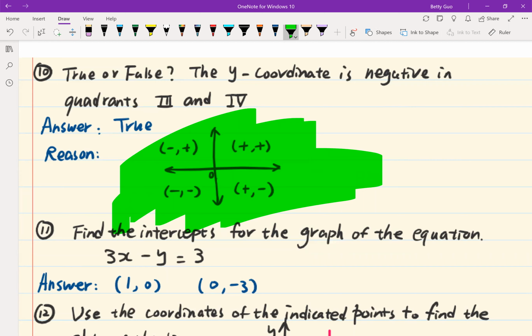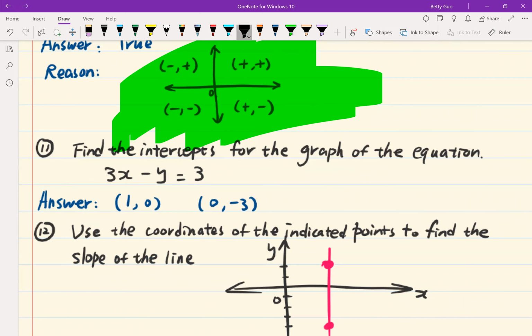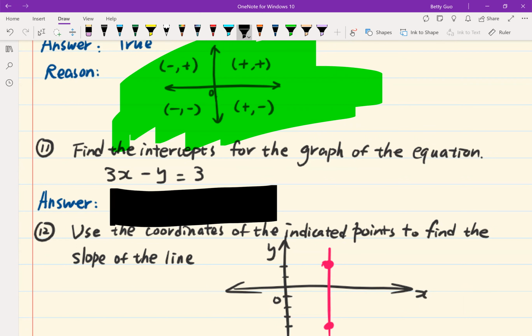Okay. Number 11, find the intercepts. Find the intercepts for the graph of the equation 3x minus y equals 3. All right, let's see, how do we find the intercepts? We did something similar earlier, right? How about let's find the x-intercept first. Let's make y be 0. What is x?